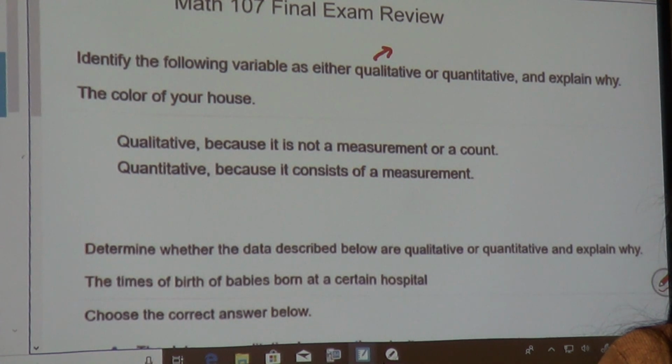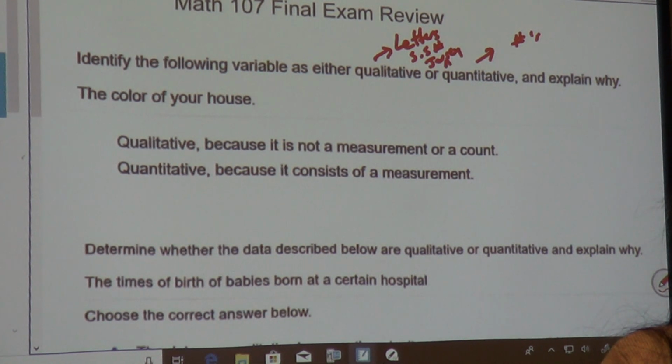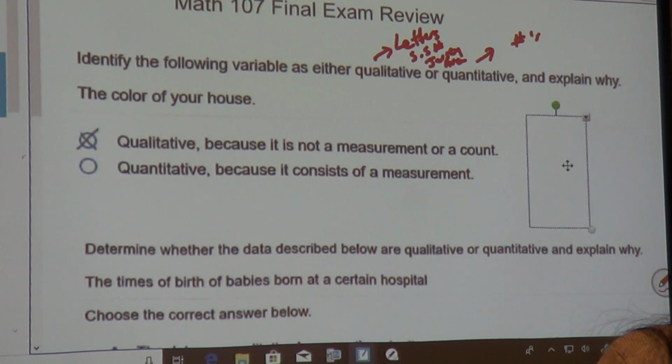So qualitative, remember those are letters. Quantitative, those are numbers. But the letters can also be social security numbers, they can be jersey numbers, they can be area codes. Remember that? So, the color of your house, what is that? Qualitative. The color of your house is going to be qualitative.